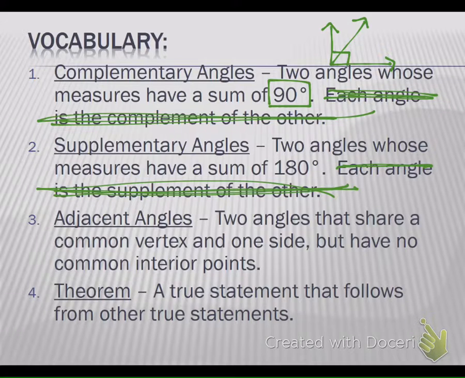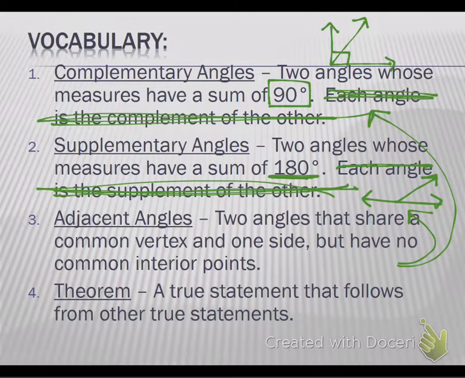Supplementary is the same idea, but now you put two angles together to make 180. So that's a straight angle. So you already know right angles and straight angles. Now it's just two angles next to each other that form one of those angles. Adjacent angles are two angles that share a common vertex and one side, but no common interior points. So basically two angles that touch each other. These are adjacent angles. These up here are also an example of adjacent angles that I drew up top, okay?